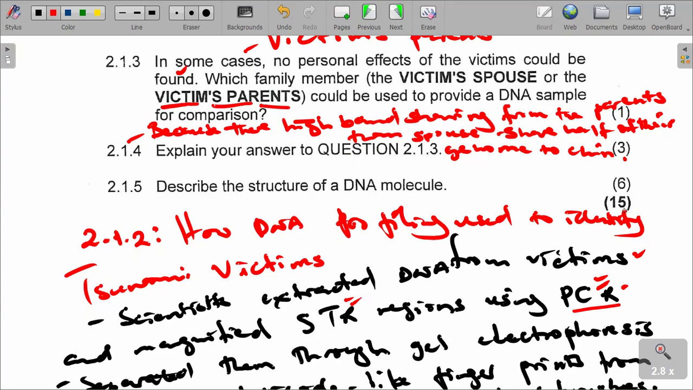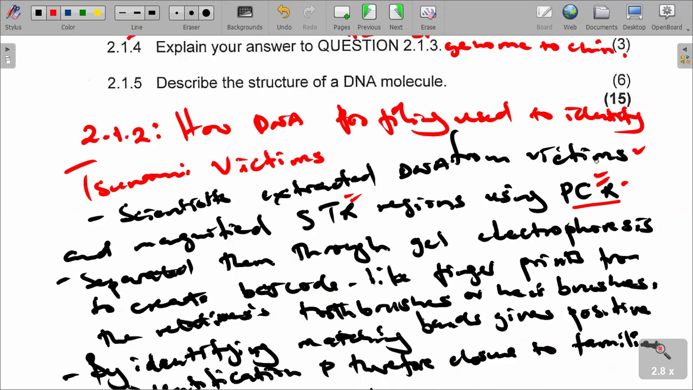Unlike the spouse, who shares zero DNA with the victim. So the victim's DNA and the spouse's DNA cannot match. If we look at the victim's STR profile, we can find that parents have the most similar DNA profile to the victim compared to the spouse. The victim and the spouse are totally unrelated, so their DNA cannot match.